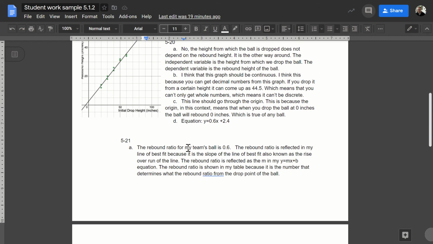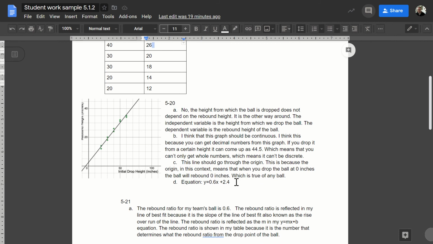It says the rebound ratio for my team's ball is 0.6. The rebound ratio is reflected in my line of best fit because it's the slope of the line of best fit, also known as the rise over the run. The rebound ratio is reflected as m in my y equals mx plus b equation. The rebound ratio is shown in my table because it's the number that determines the rebound from the drop point of the ball.